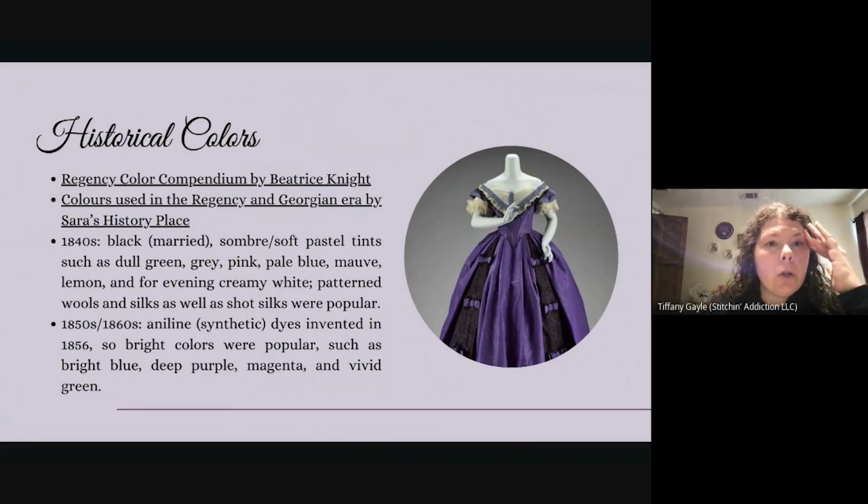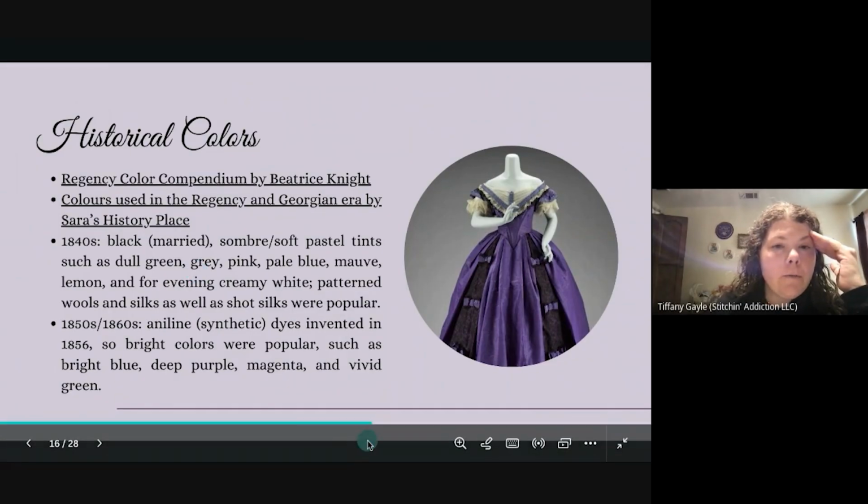And then for the Victorian era, the 1840s was, to use a popular word, a very demure era, very simplistic in fashion and very muted colors. So if you were married, you wore a lot of black. And then if you didn't wear black, or if you were unmarried, you wore a lot of somber or soft pastel tints. So dull green, gray, pink, pale blue, mauve, lemon. And then for evenings, you could wear creamy white or one of those other colors.